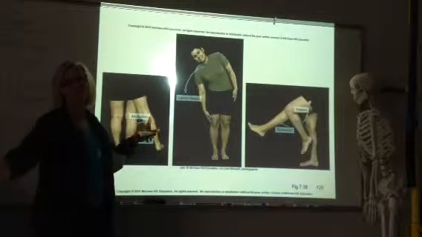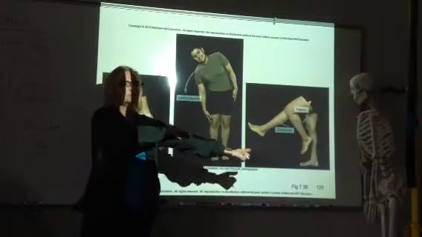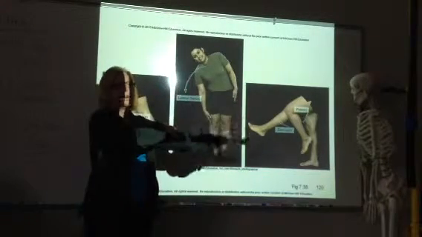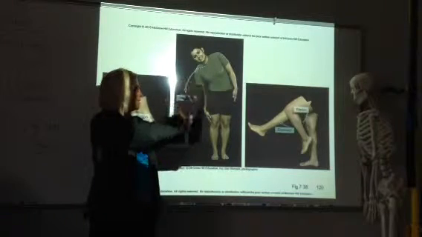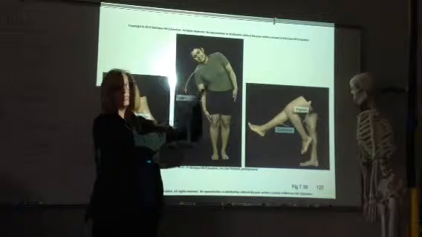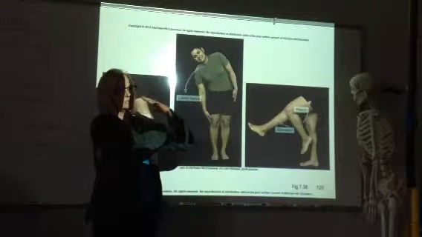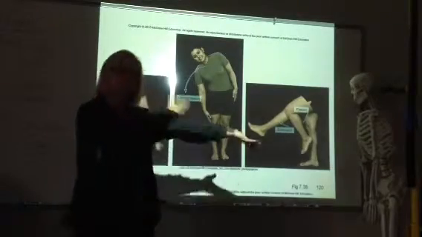Abduction means away. Flexion, any type of flexion is going to decrease the angle. So when I flex my arm, the angle decreases. Extension is going to straighten that angle out. So flex, decrease; extend, increase the angle.